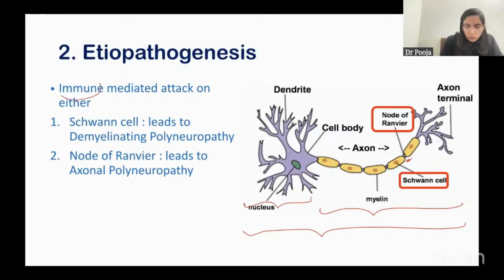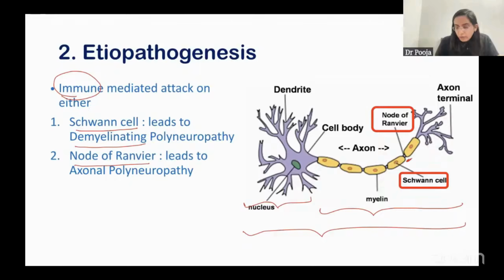That there is an immune-mediated attack. Okay. Now, this attack can happen either at the Schwann cell. Now, if the attack is at the level of Schwann cell, what will happen? The myelin will get damaged. As a result, what will happen? It will lead to a demyelinating polyneuropathy. So it makes sense. So the immune-mediated attack can be at the level of Schwann cell. And if the attack is at the Schwann cell, the myelin production will get hampered and you will have a demyelinating polyneuropathy.